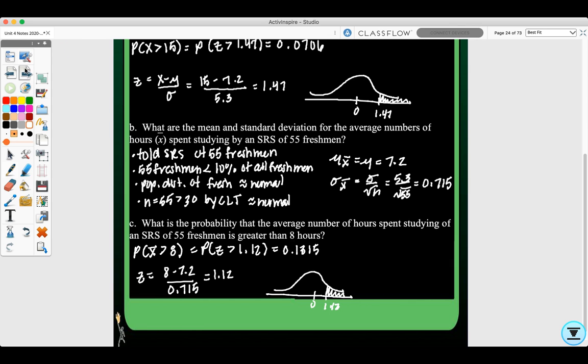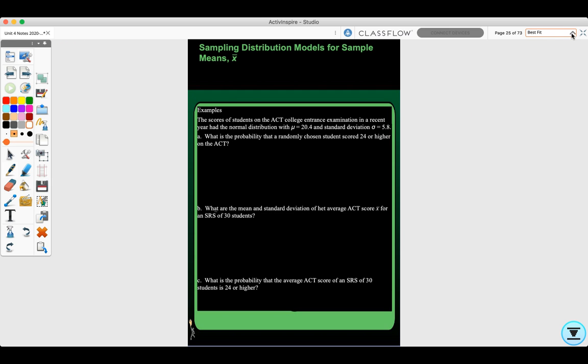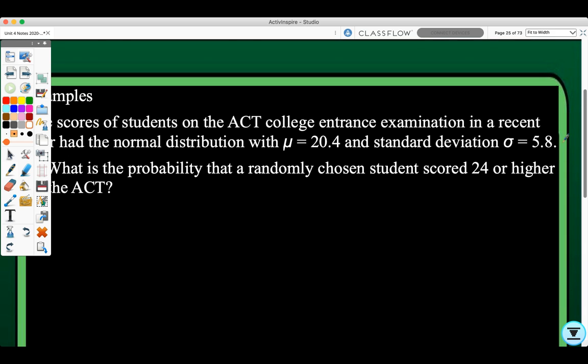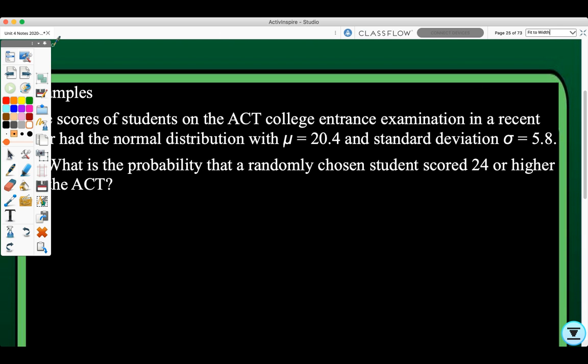Let's look at one more example. This one says the scores of students on the ACT college entrance examination in a recent year had the normal distribution with mean 20.4 and standard deviation sigma of 5.8. A, what is the probability that a randomly chosen student scored 24 or higher on the ACT? So we need the probability that x is greater than or equal to 24.